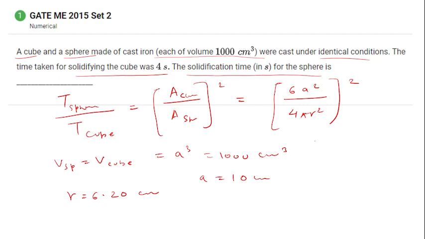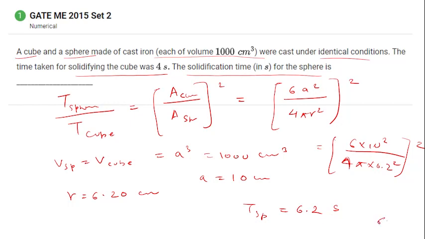Now we'll put the values here. It will be 6 into 10 square divided by 4 pi into 6.2 square, whole square. Then she said answer is 6.2 second or 6.15 second. That I got. Okay. Any doubt in this?